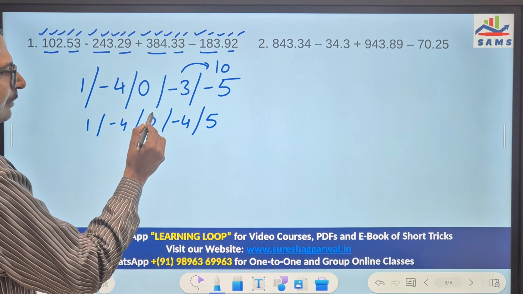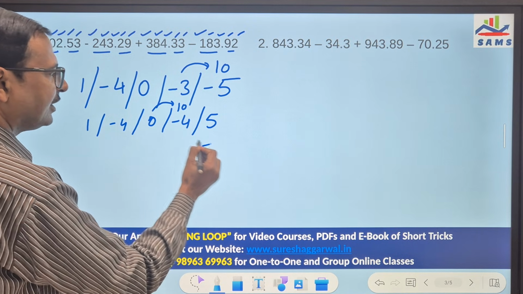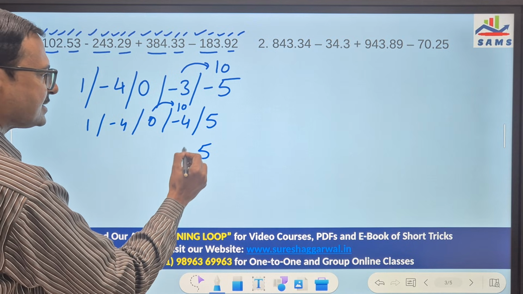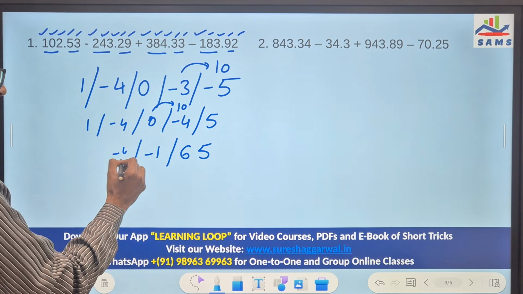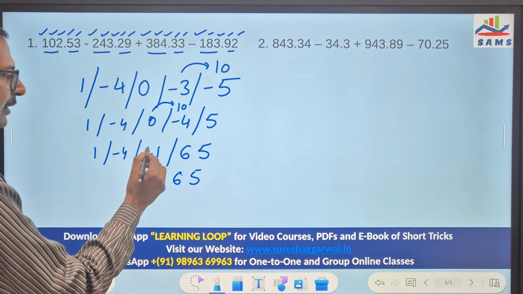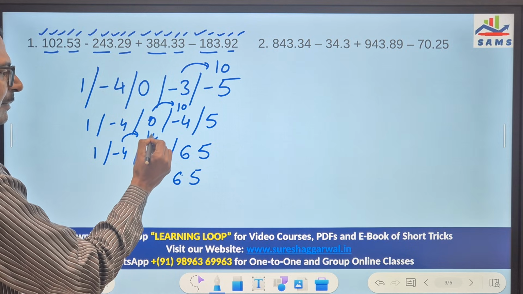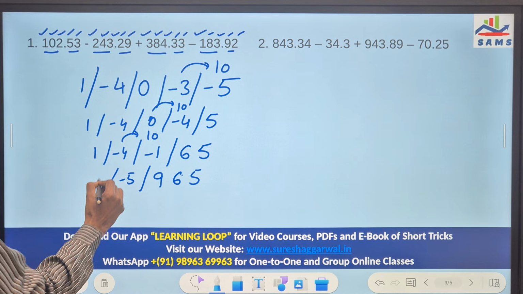See, if I borrow 1 from here, this will get subtracted from 10. So 5, 10 minus 4 is 6. Now what happens to 0? It becomes minus 1. So minus 4 and 1. Likewise, you can go on and eliminate all the negatives. So this becomes 10 minus 1, 9 now. And then we have the minus 5 and the 1.